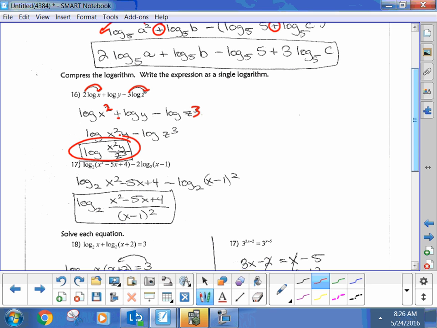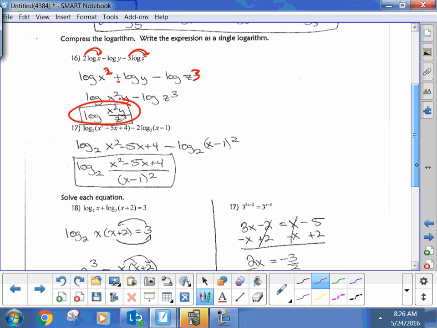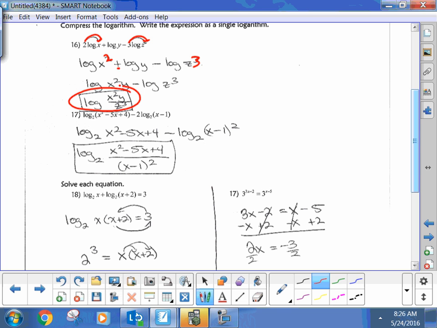Now this one's actually, I love question 17. It was pretty simple to do. All you had to do is understand that the minus became a division, and then this became a solution.